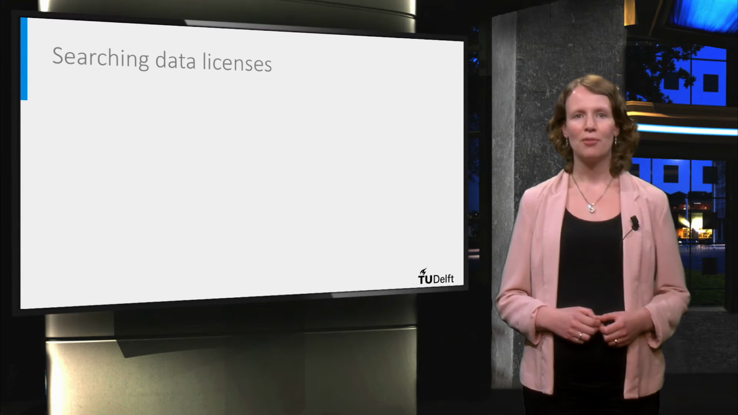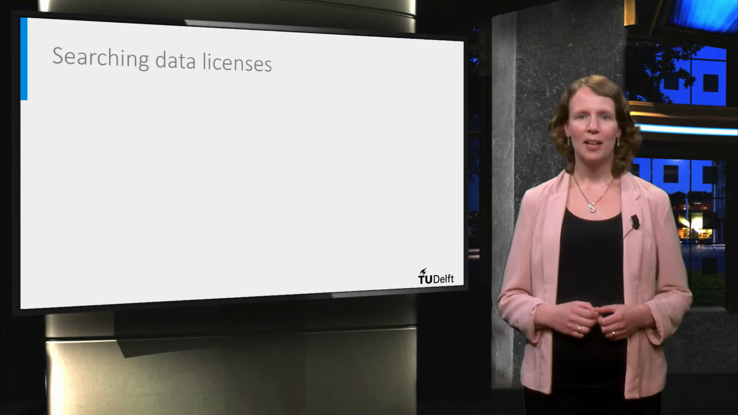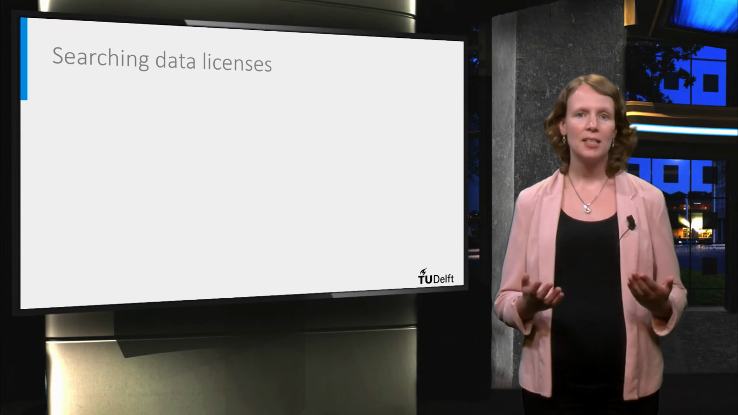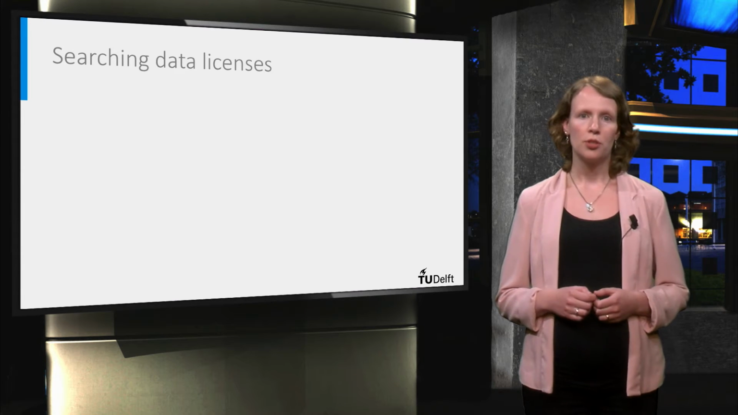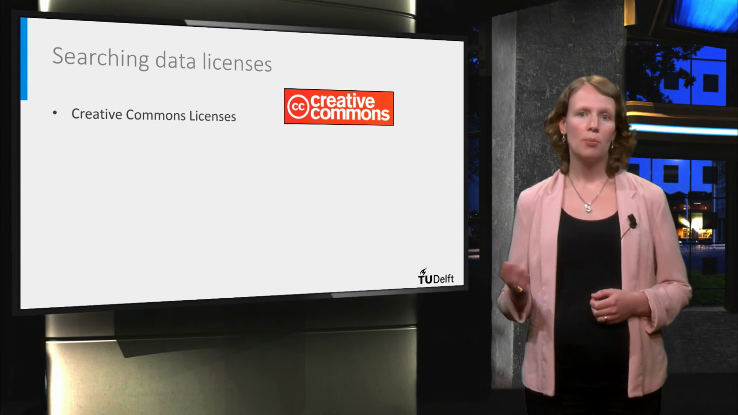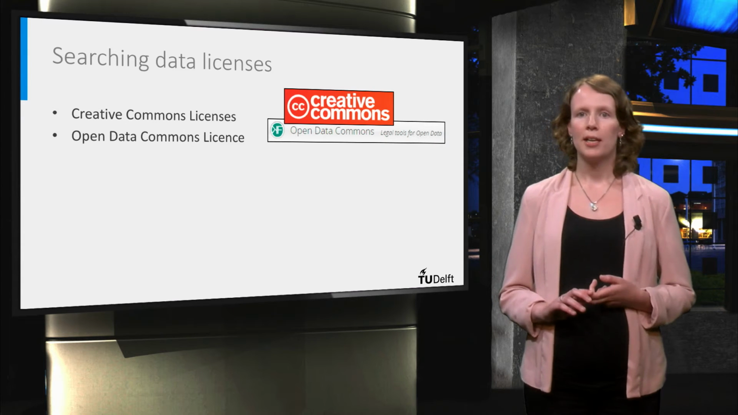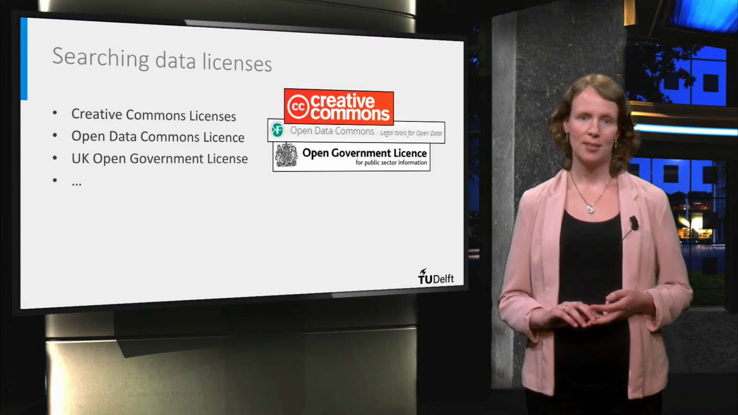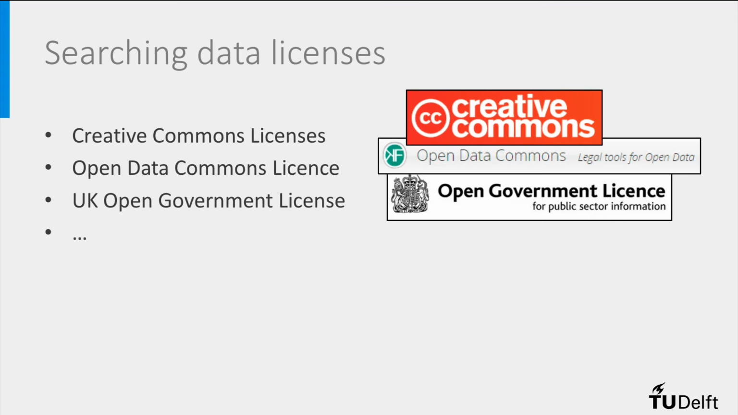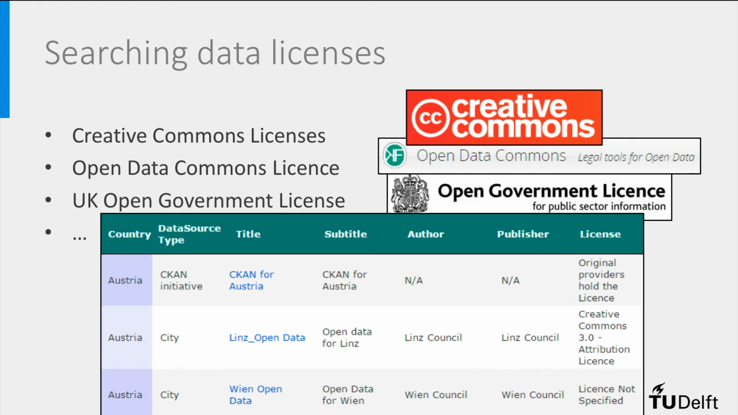After a dataset has been found, it is important to know the license that applies, since this has implications for the use conditions. Some examples of such licenses are Creative Commons licenses, Open Data Commons licenses, and the UK Open Government License, but many more exist. Some open data portals show specifically which licenses are used, while for others this is not so clear. For example, the Engage portal provides an overview of licenses.